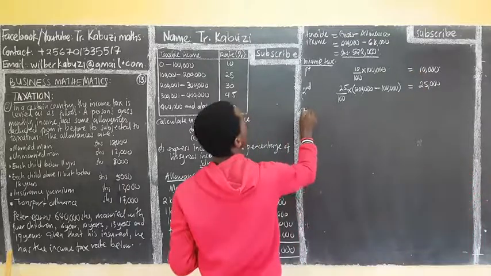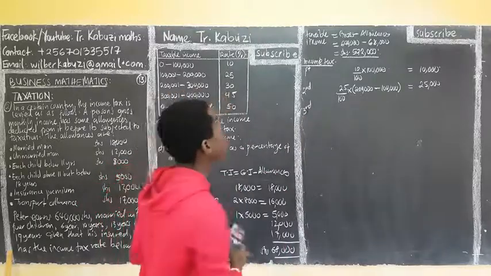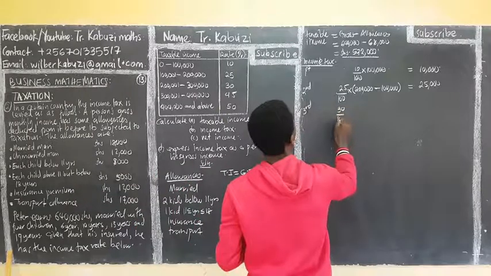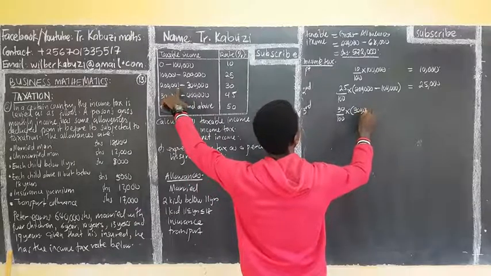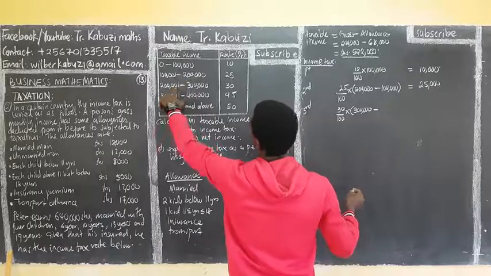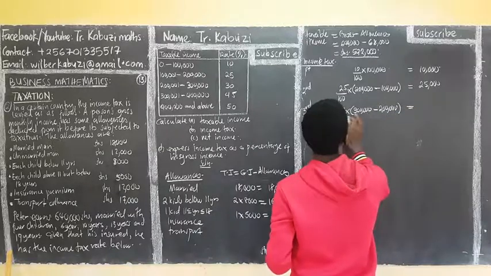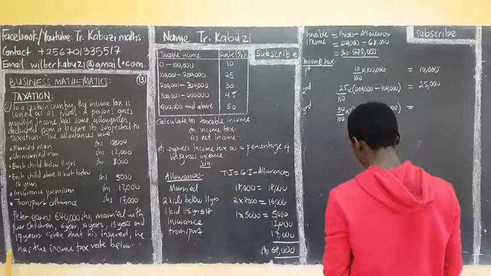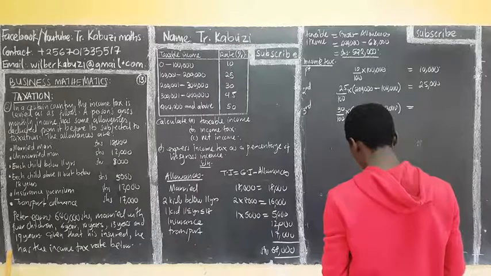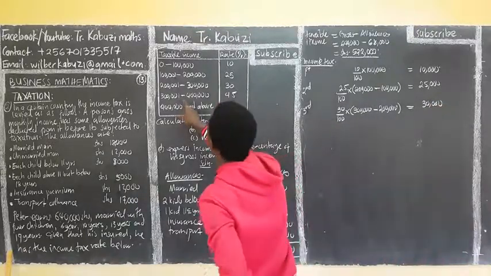Then the third tax comes in. When you get this, now minus this, you have a rate of 30%. So 30 over 100 times this, but I ignore this one. I told you the reason why we ignore: just to show that it's above this. The value you get here, you compare it to 200,000, and that is going to be 30,000.